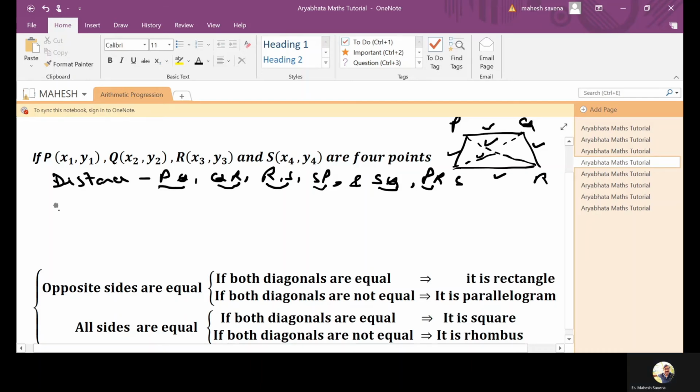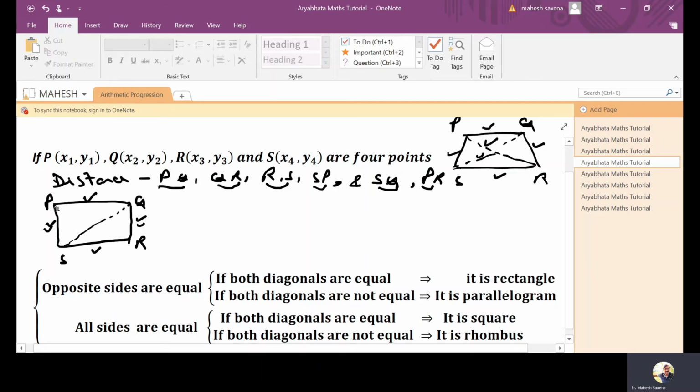Now let PQRS be a quadrilateral, this one is P, Q, R, and S, and side PQ is equal to side SR, side PS is equal to side QR, and its diagonals SQ and PR are also equal. Clearly, it shows that it is a rectangle. It means when opposite sides are equal and both diagonals are equal, then the quadrilateral will be a rectangle.